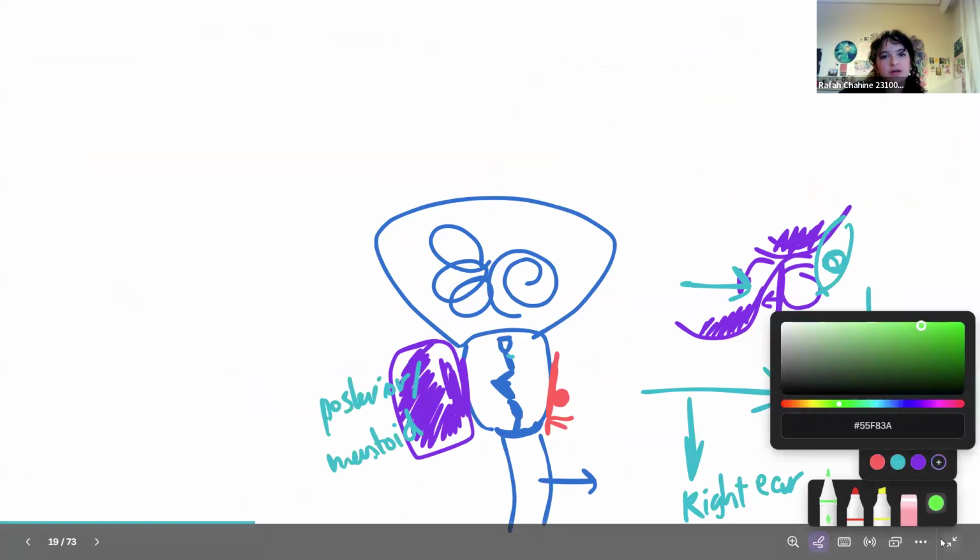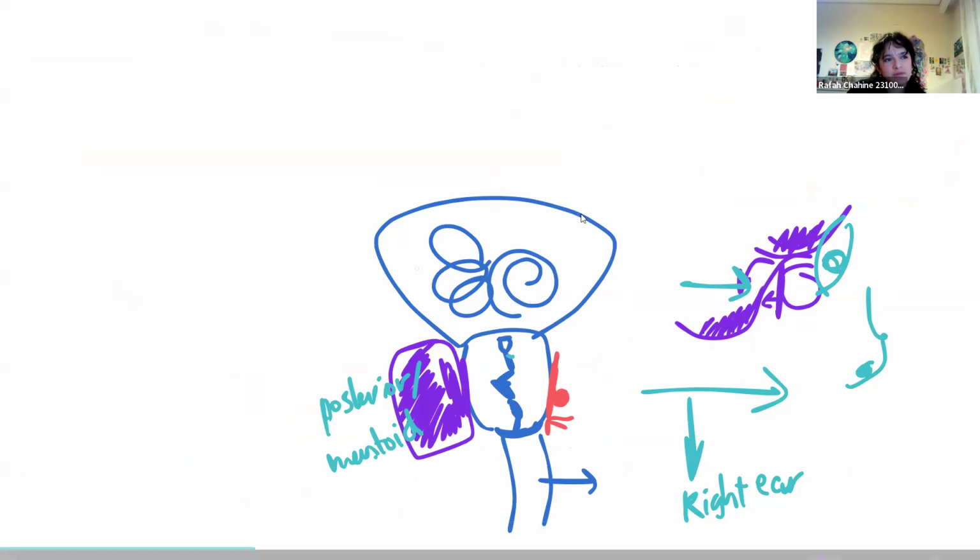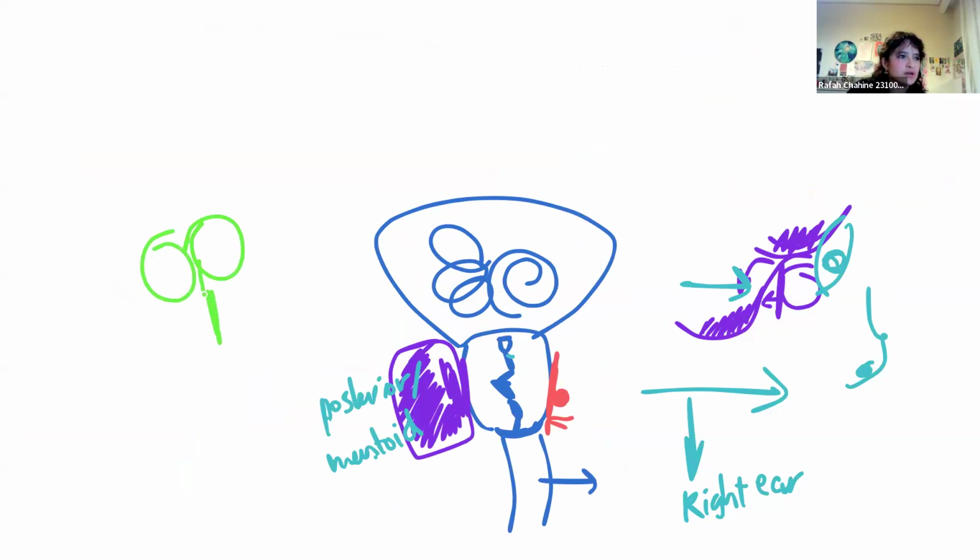Let's just say that this green color is going to be the cranial nerve number 7. So what's going to happen is that cranial nerve number 7 is going to come from the pontomedullary junction. Imagine we have the pons over here, medulla over here. It's going to come from the junction. We already know this, right? So it's going to come from the pontomedullary junction.